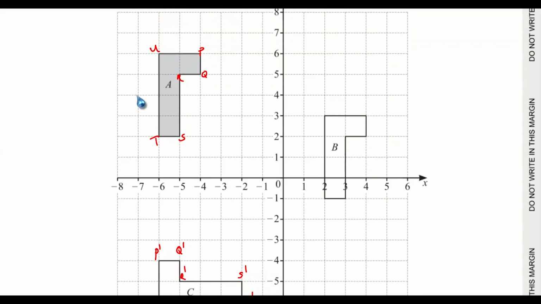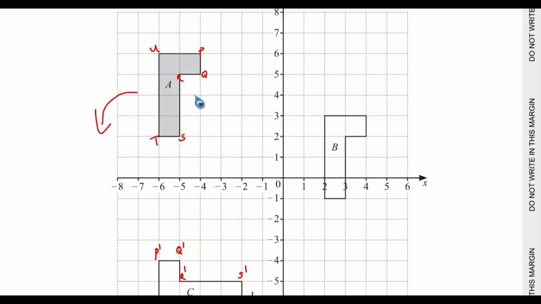It's like it was rotated anti-clockwise. If you turn this like this, it's going to look like this. So that is how I got to know that this is rotation. Now, to get the center of rotation, we need to bisect corresponding points.